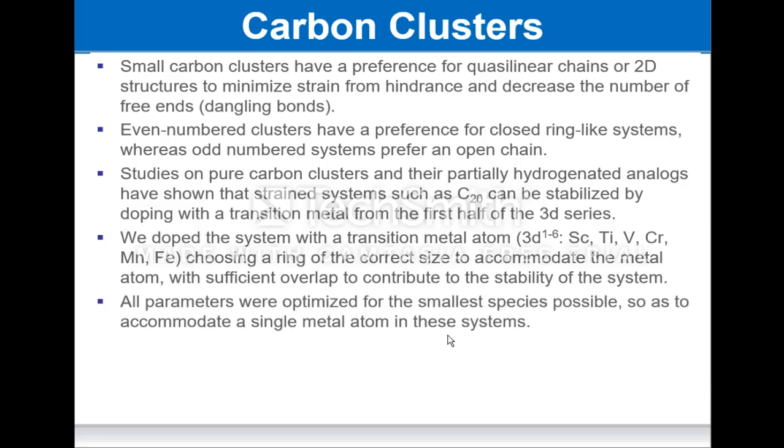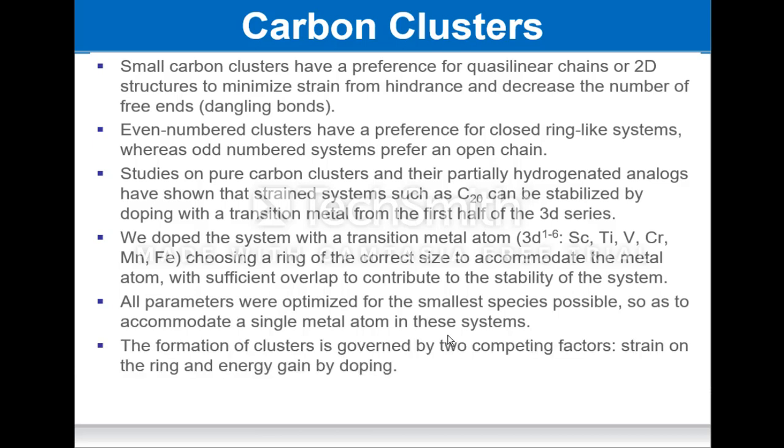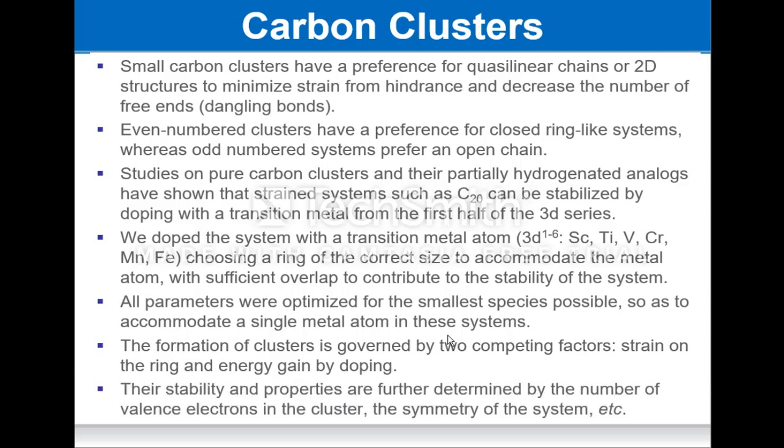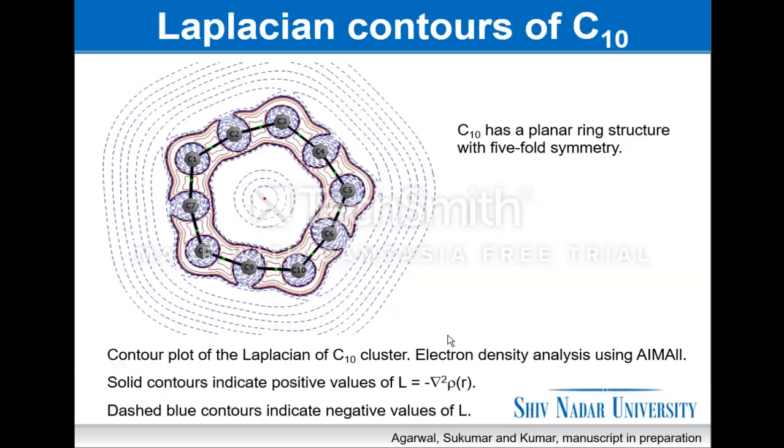Parameters were optimized for the smallest species possible to accommodate a single metal atom, and we find that the formation of clusters is governed by two competing factors: strain on the ring and the energy gained by doping. The stability and properties are also influenced by the number of valence electrons in the cluster, the symmetry of the system, etc. Here we see Laplacian contours of the C10 cluster as generated by AMOL.